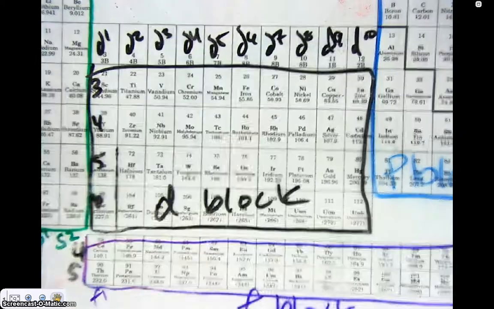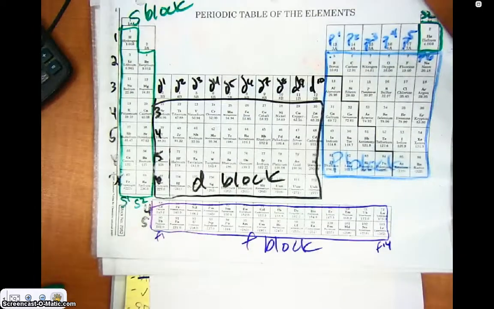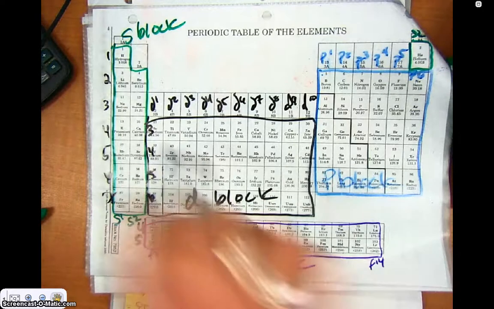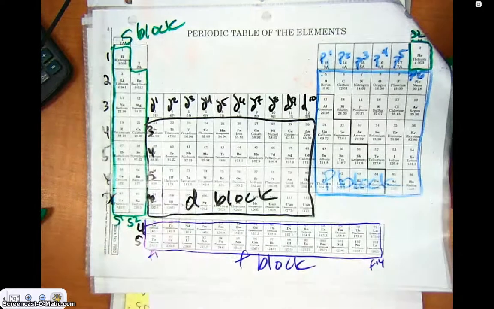Okay? Now, that's all the information that we need to know. So we need to be able to label the blocks, we need to be able to label the columns, and then appropriately label the rows. Now, the S and the P rows are the same. The D's are just 1 behind, and the F's are 2 behind.